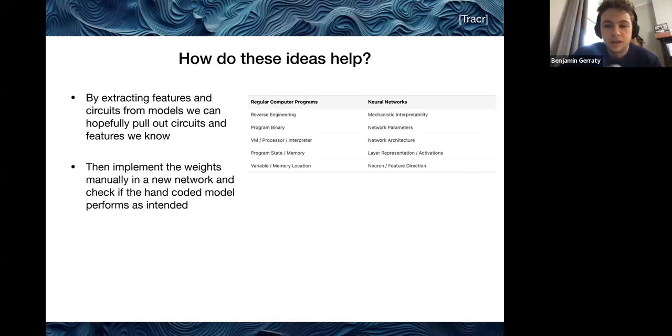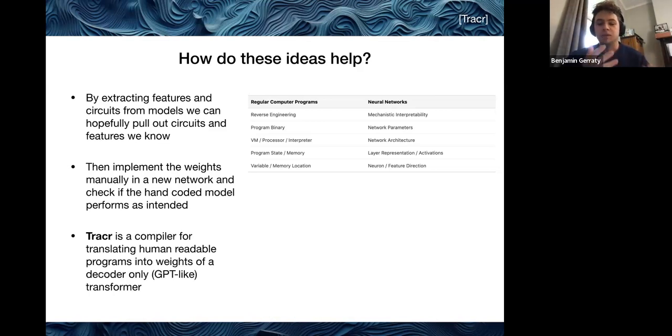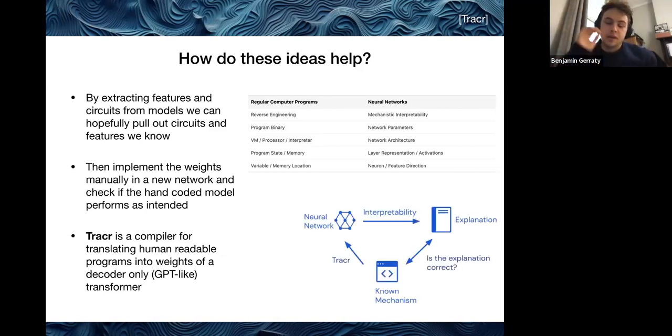A way that you could check this: the thing is, you could look at this nice story of, you've got these features and these circuits, and then I've got an explanation and I think it's right. But before you claim that's correct, you have to check that it works. So you could find the weights and manually implement a new network and check if this handcrafted network still does what you think it should do. One interesting thing I've seen recently is DeepMind is creating this thing called Tracr, which is a sort of sanity check where you have a neural network, you interpret it, and then you check, is your explanation correct? Tracr will create a decoder only transformer to implement your explanation and check that it works.